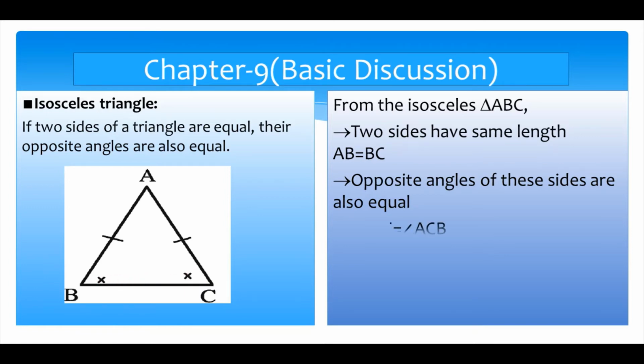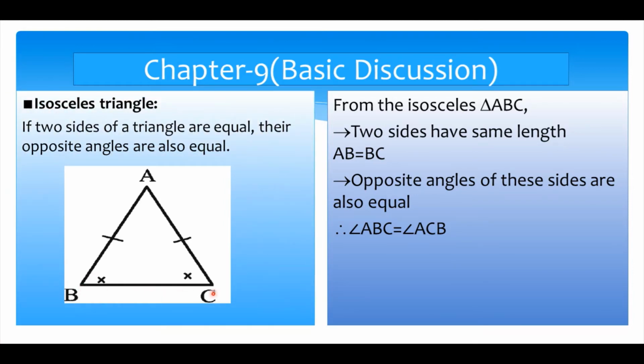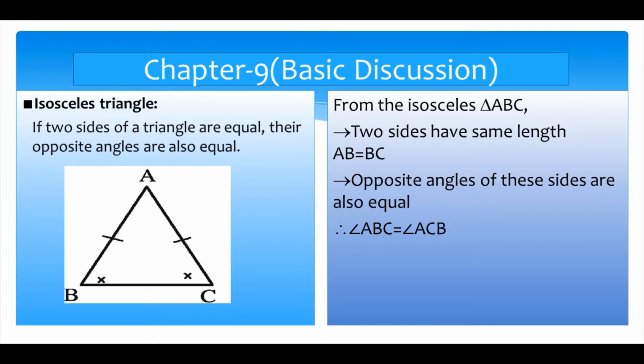So angle ABC equals angle ACB. So we can say this angle ABC and angle ACB are equal. That's why angle B and angle C are also equal. Let's see again. Isosceles triangle.